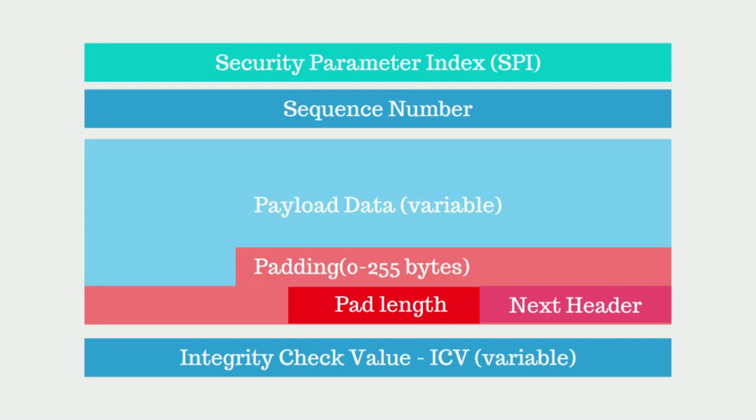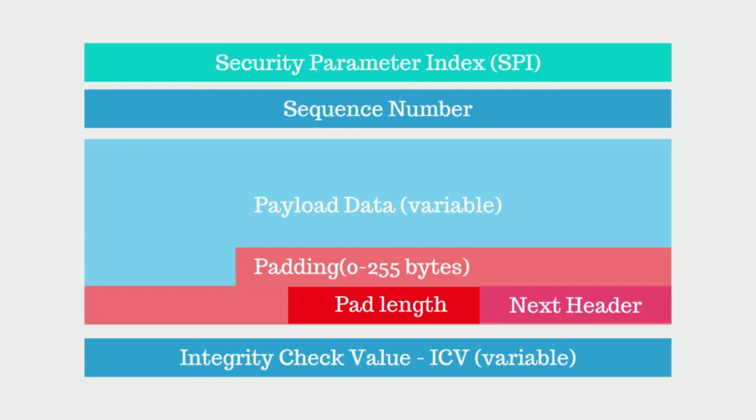It is a monotonically increasing counter value which provides an anti-replay function, as in the case of the authentication header. The next one is payload data, which is of variable length. This is a transport level segment in transport mode, or an IP packet in tunnel mode, that is protected by encryption.